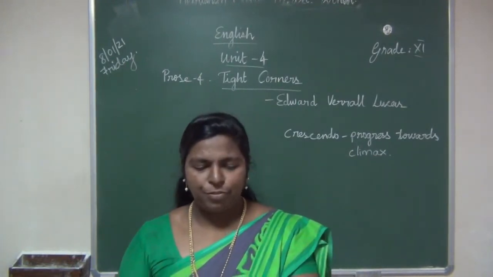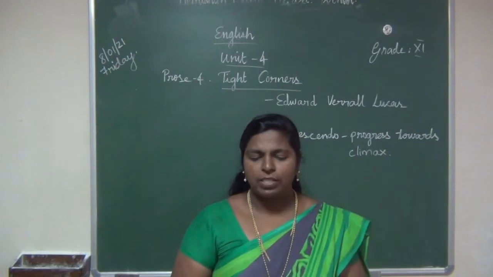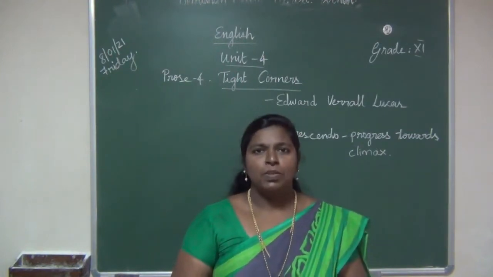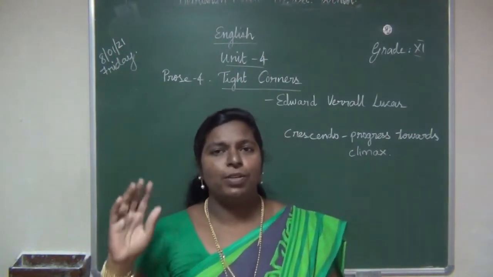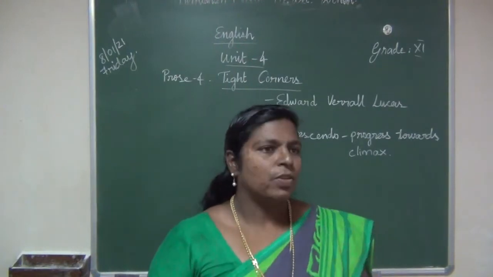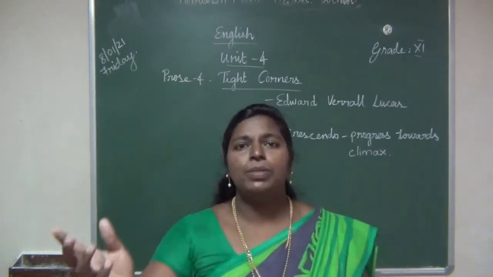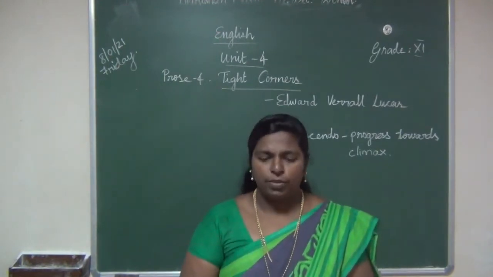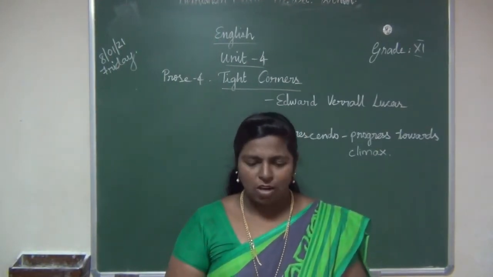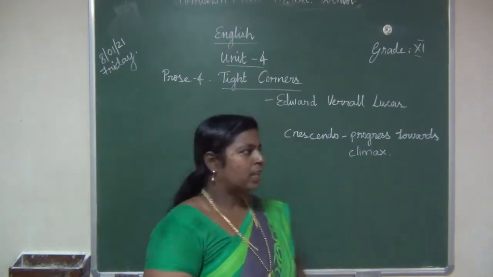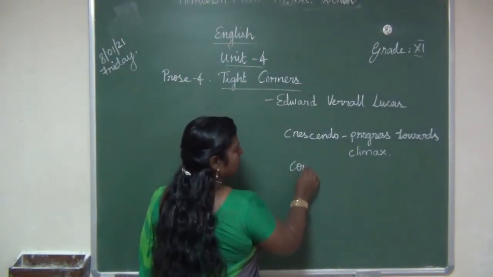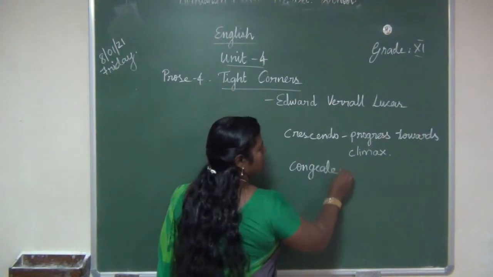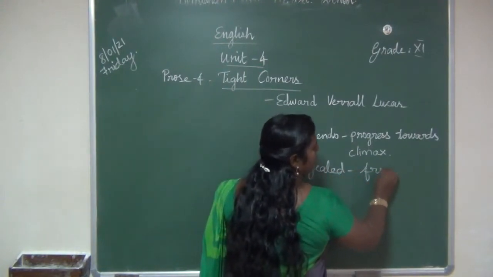4,050 guineas offered, said the auctioneer, again searching the room. So now somebody has said 4,050 guineas, no? That is E.V. Lucas has said. So the auctioneer is looking towards the auction room, who has said 4,050 guineas. My heart stopped, my blood congealed. Congealed means frozen.